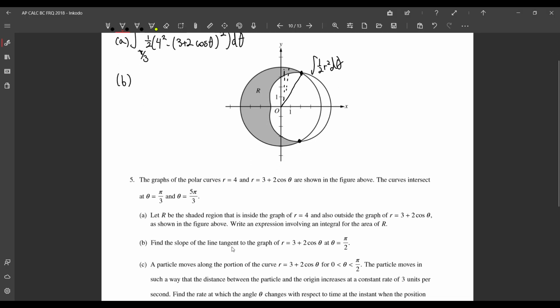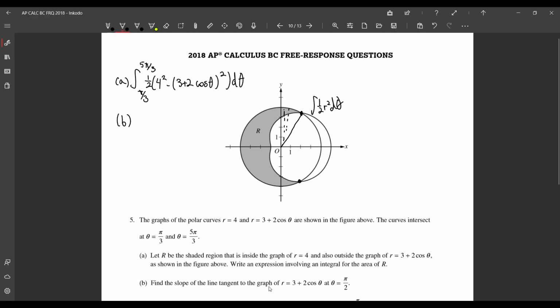Find the slope of the line tangent to the graph at theta equals pi over 2. I keep mixing up. So find the slope of the line tangent here. Okay.